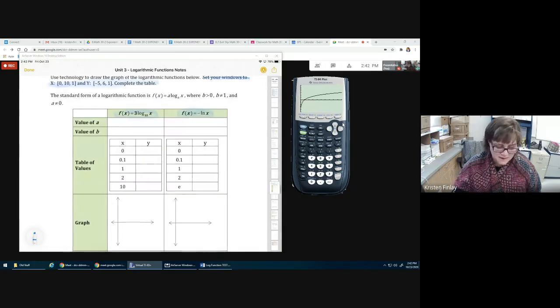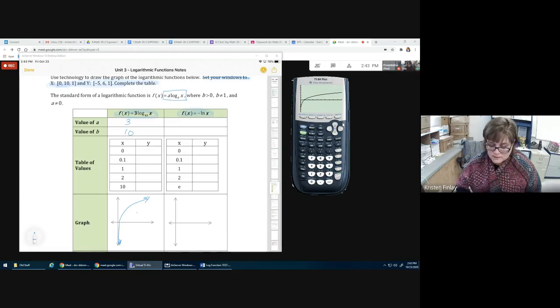If we look at this graph, we get a graph that looks something like this. I better put it on the right pen. That will help. So it looks like so. So let's figure out what we have. Our value of a is 3. Value of b is 10. We're looking at this as our standard form for a logarithmic function. It's not an exponential function right now, it's a logarithmic function.